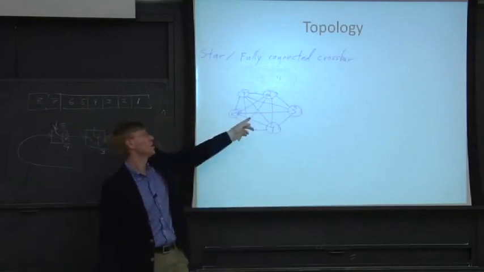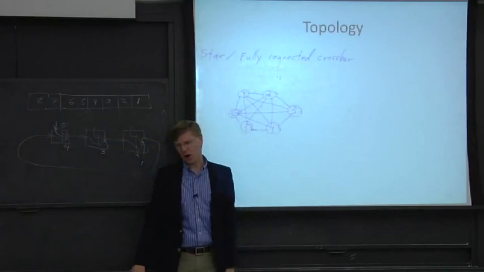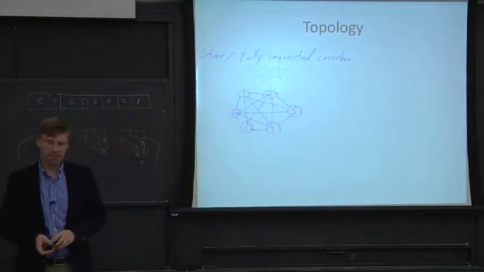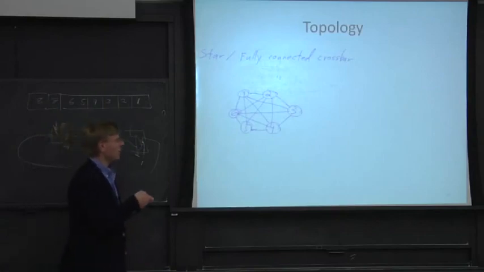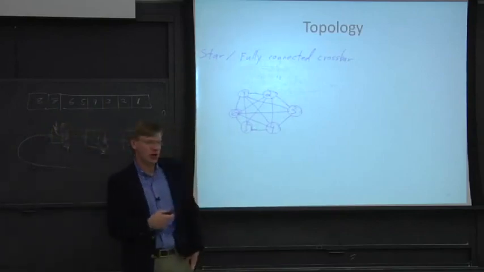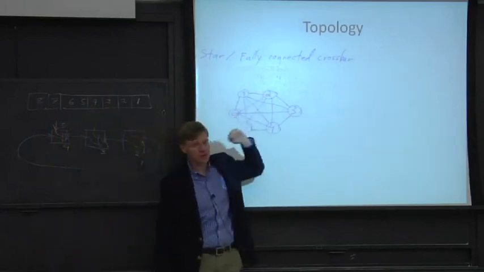For small numbers of nodes, something like a fully connected crossbar, or what's also known as a star topology, will probably work fine. And in fact, if you cut it across the middle of the network here, which we'll talk about in a second, it has very good bandwidth.